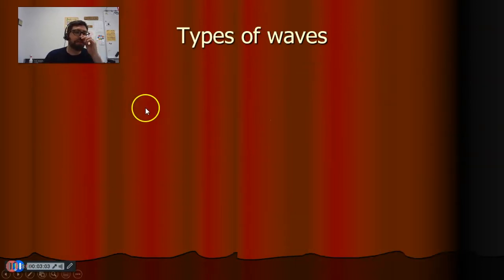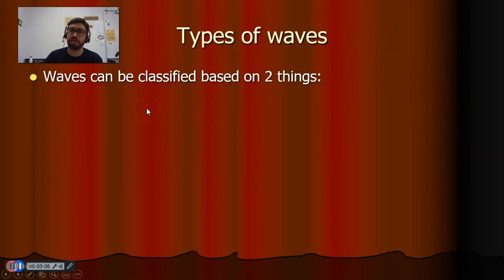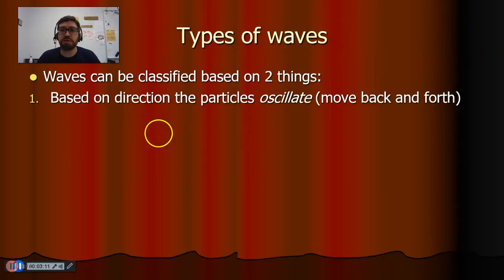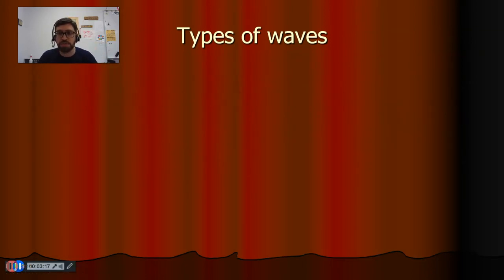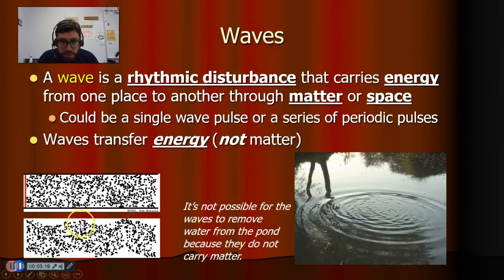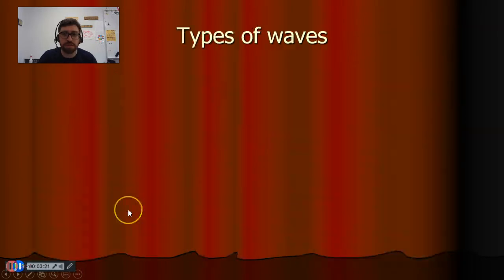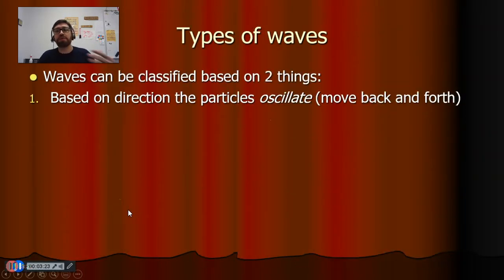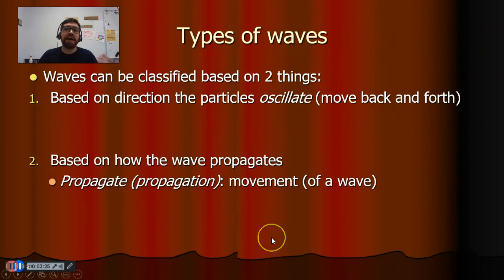We need to talk about wave types. Waves can be classified in probably a lot of different ways, but we're going to talk about two different ways to classify waves. First of all, we're going to classify them based on the direction the particles oscillate, like the particles moving back and forth. If you watch these particles, the particles are the individual dots, they're moving. We're also going to classify them based on what method the wave uses to propagate.